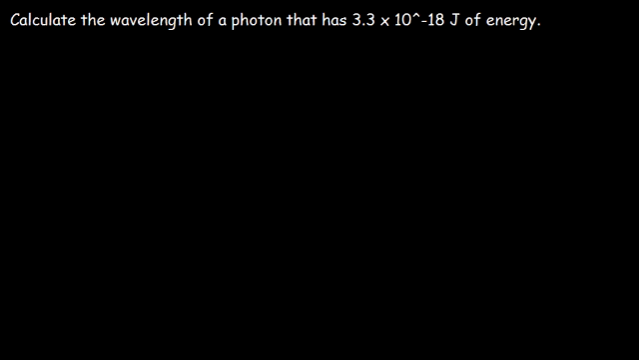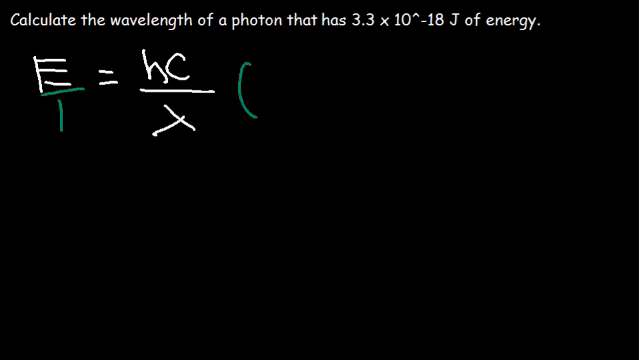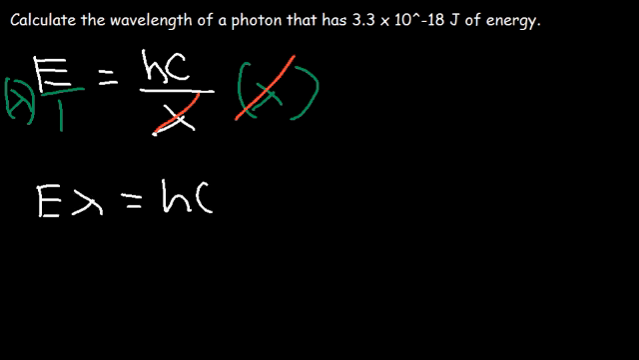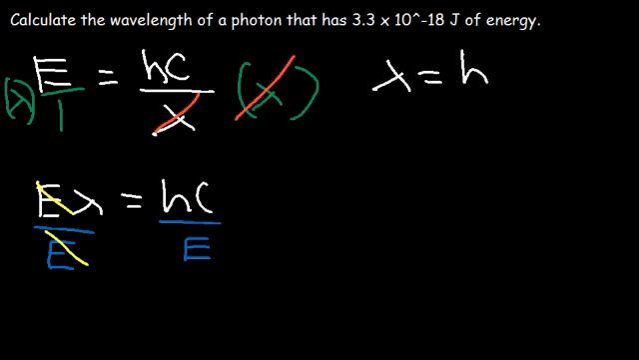So we can use this equation. E is equal to hc over lambda. So if we multiply both sides by lambda, these will cancel. And so the energy times the wavelength is equal to hc. And solving for the wavelength, we can divide both sides by E. So now we have this equation. The wavelength is equal to Planck's constant times the speed of light divided by the energy of the photon.